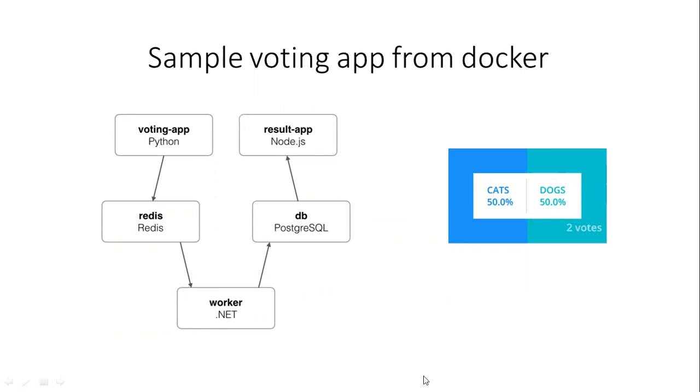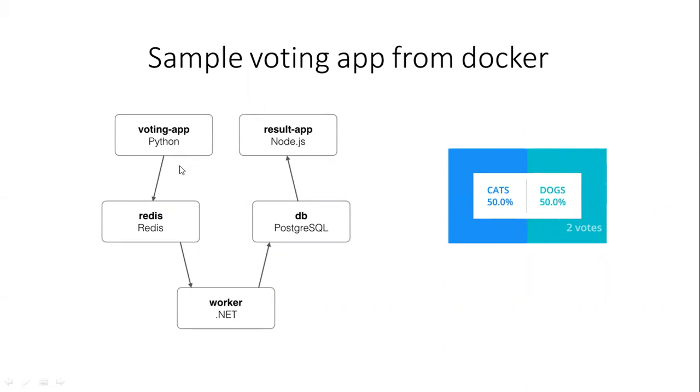There is one image called voting app, which is developed in Python. There is one more, a result image available, developed in Node.js. And you have one database, PostgreSQL. You have a Redis cache. This is developed in .NET. Separate images there. What the voting app does is ask us to vote whether we want to go with cats or dogs.